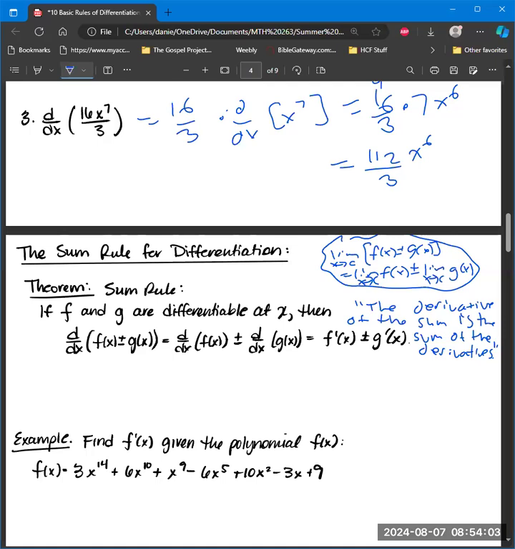So this is really going to be a rule that works with polynomials well, because we have a whole bunch of little power functions here that are all added and subtracted together.